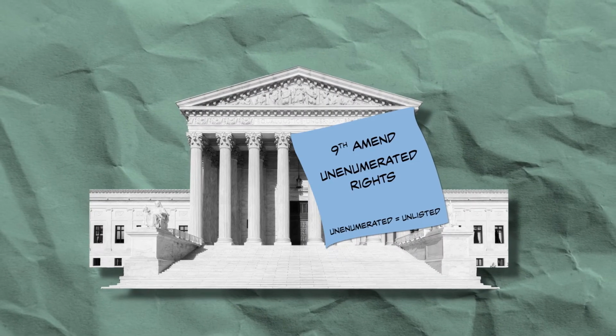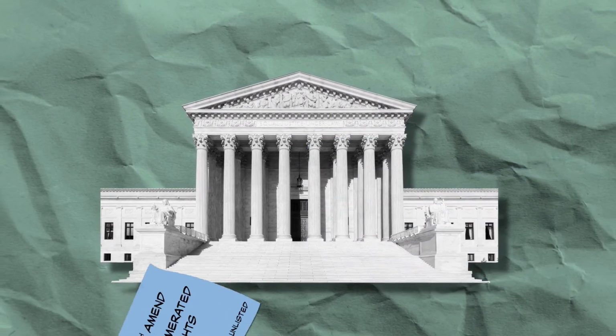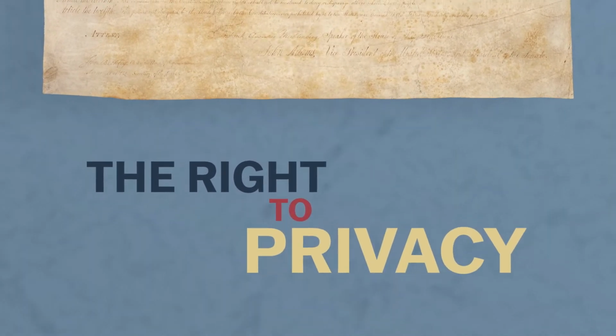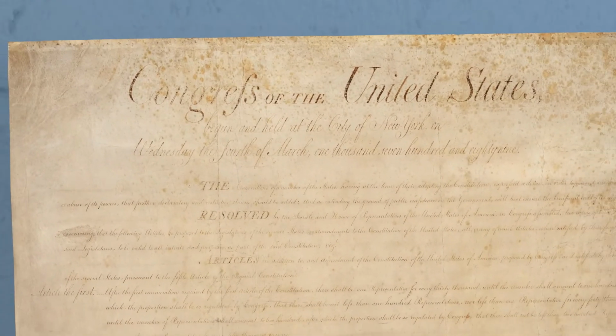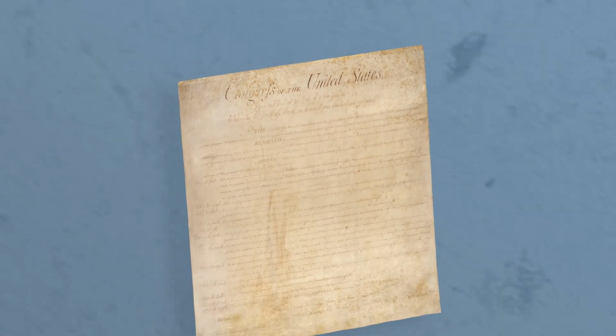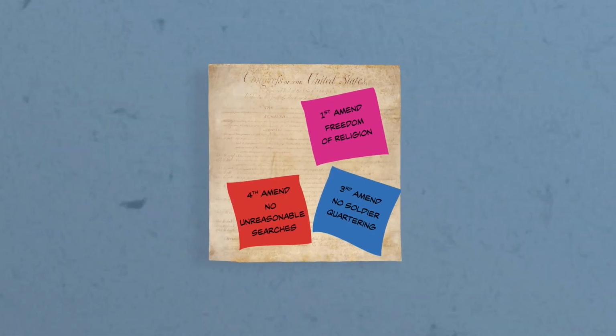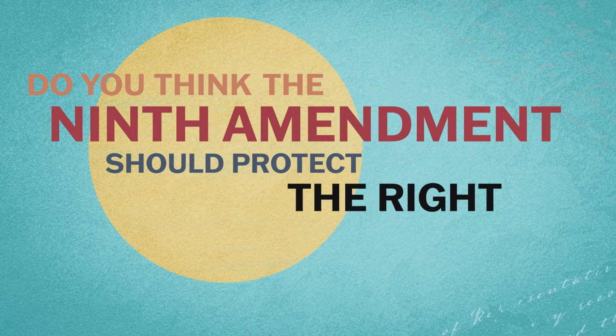So perhaps that's why the Ninth Amendment has not been used very much in Supreme Court cases. But there's one right that is not listed where it has been cited: the right to privacy. It's not listed specifically in the Bill of Rights, but some experts think the right to privacy is implied by several other amendments, including the 1st, 3rd, 4th, and 9th. Do you think the Ninth Amendment should protect the right to privacy?